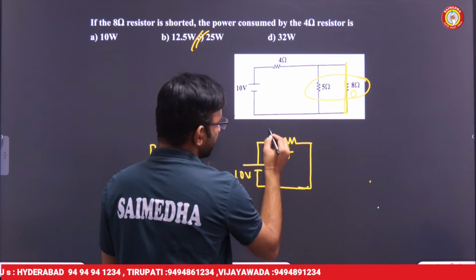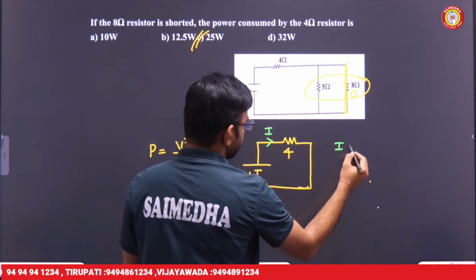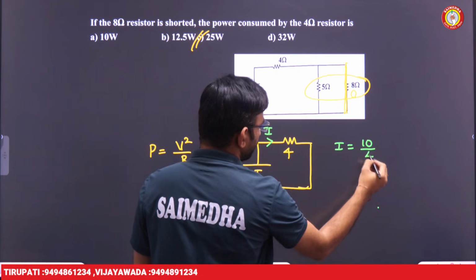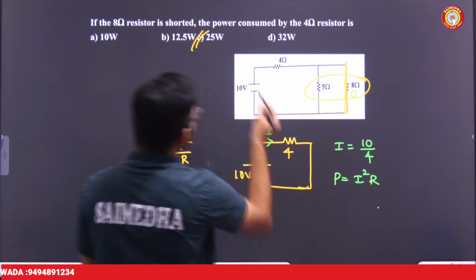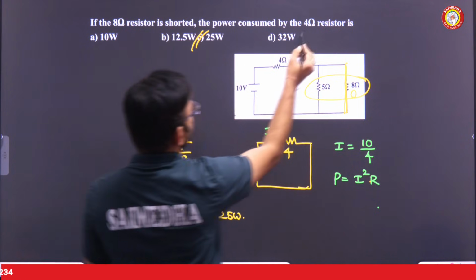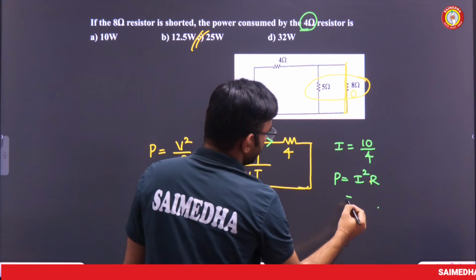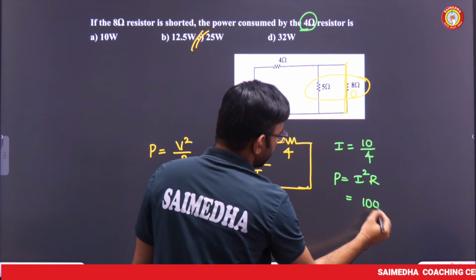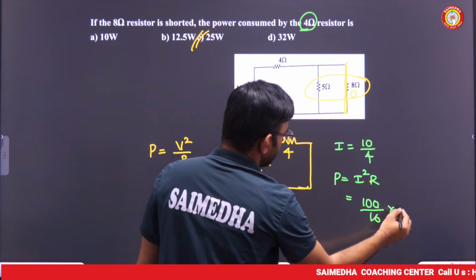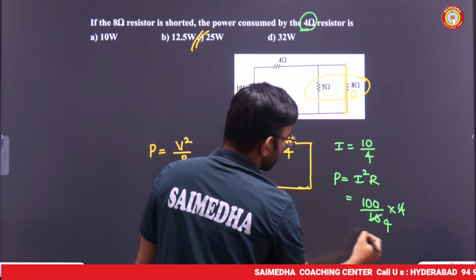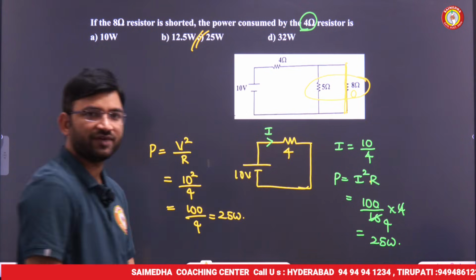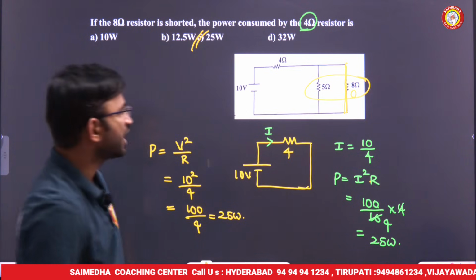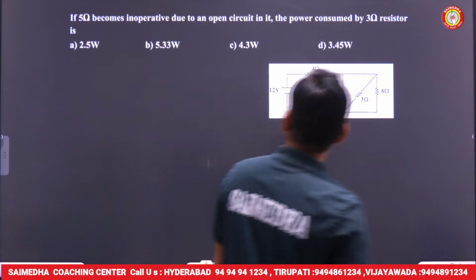Even the same question you can solve in a different way. First I am finding the current, sir. Current I equals 10 divided by 4. Power equals I square R, and we need to find the power across the 4 ohm resistor. Power consumed is 100 divided by 16 into 4. 4 ones are 4, 4 fours are 100 by 4. You also get the same answer, 25 watts. Either of the methods you can follow, sir.